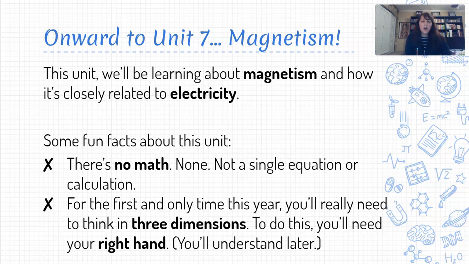The reason that we don't have math in this unit is because it focuses on spatial understanding. In order to understand magnetism, you really have to be able to think in 3 dimensions. Previously, we've mainly dealt with 1 dimension, occasionally 2 dimensions. But in this unit, 3 dimensions. And you're going to need your right hand for that.